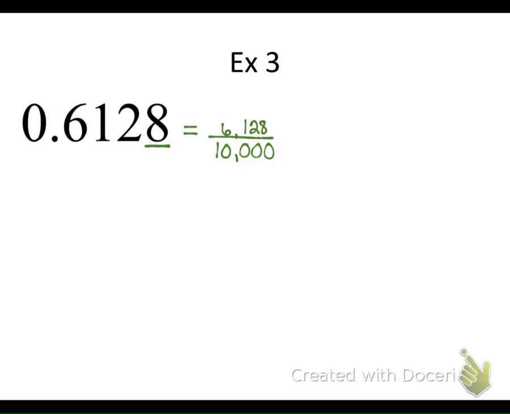So you can reduce by hand, or you can reduce with your calculator. So if you go to type into your calculator 6,128, fraction button, over 10,000, what do you end up with? You guys speak up. 383 over 625. Do you guys all get that? Okay. So what you do in your calculator, you're going to type 6128.